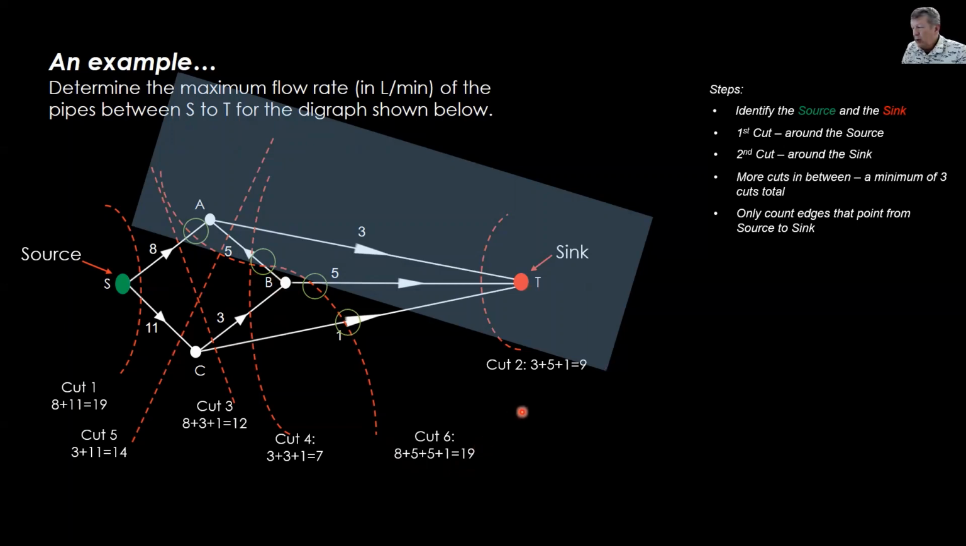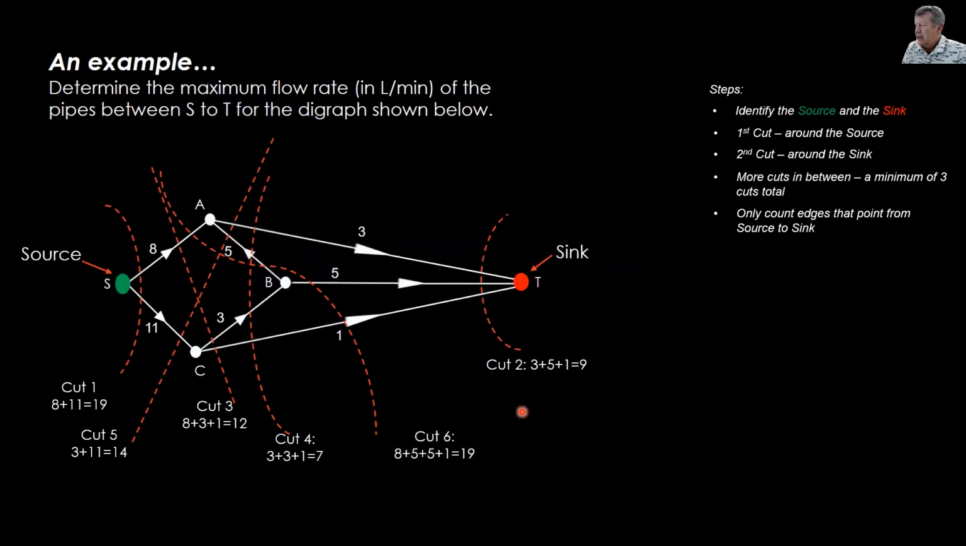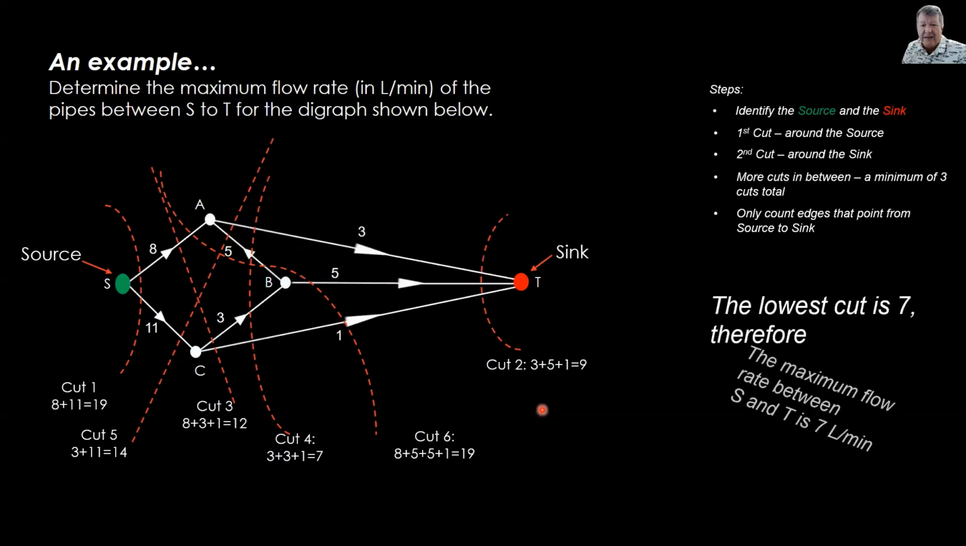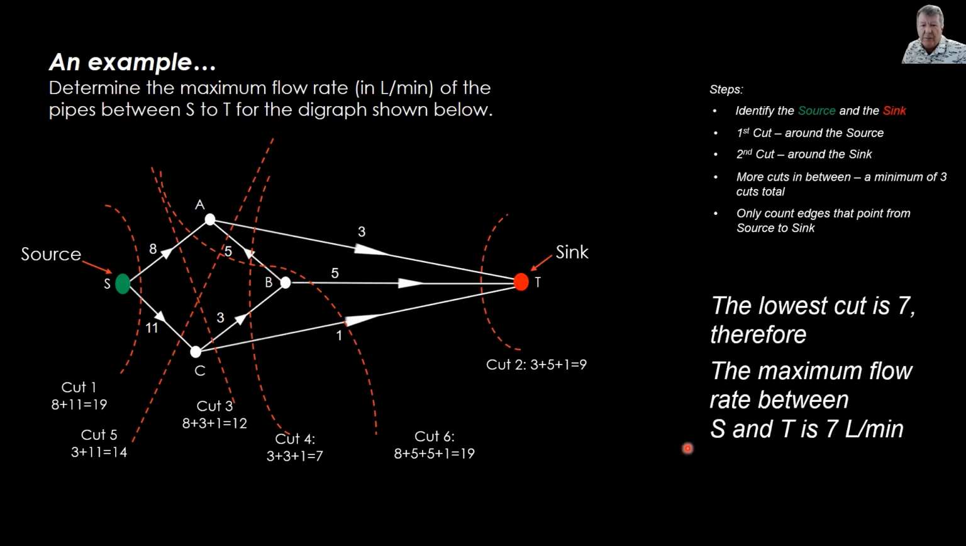Okay, this is a worded problem. So we can say that our lowest cut, our minimum cut is 7. And therefore, we'll put it back in terms of the question, the maximum flow rate between S and T is 7 litres per minute. All right, answer the question.